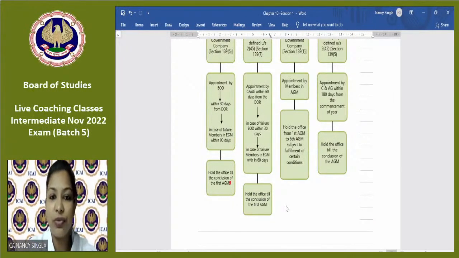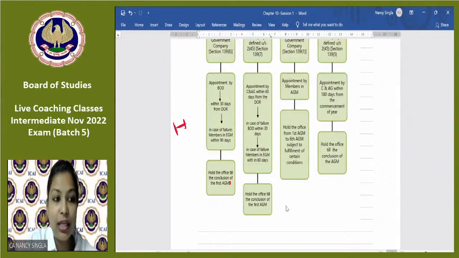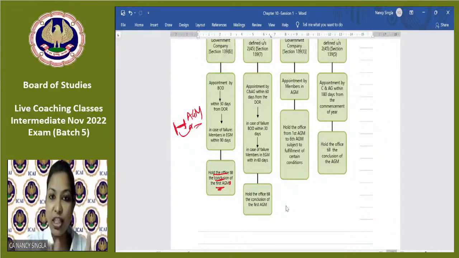देखो, डेट रजिस्ट्रेशन हुआ कंपनी का, 30 days के अंदर बोर्ड ऑफ डायरेक्टर्स को अपॉइंट करना है. बोर्ड ऑफ डायरेक्टर्स अपॉइंट नहीं कर पाते, नेक्स्ट 90 days के अंदर मेंबर्स अपॉइंट कर देंगे EGM में. और कब तक होल्ड करेगा? जब भी उस ईयर की, फर्स्ट ईयर की जब भी AGM होगी, till the conclusion, जब तक first AGM हो रही है, till the conclusion of the first AGM, the first auditor will hold the office as an auditor, first auditor of that company.